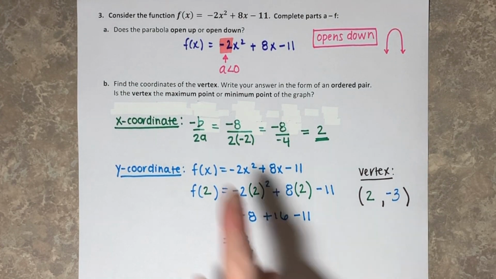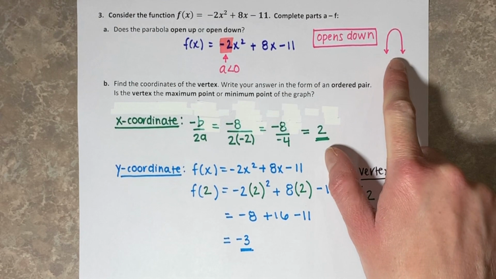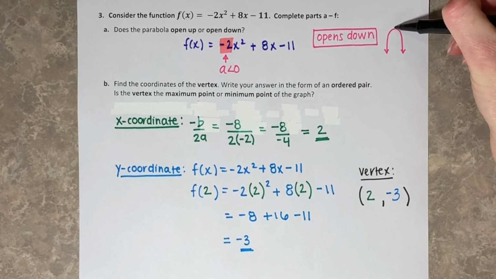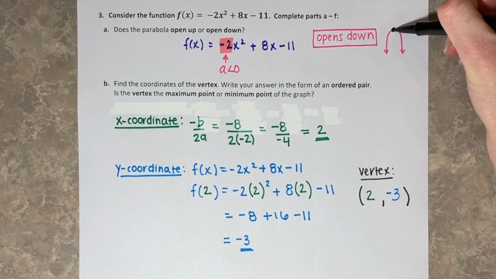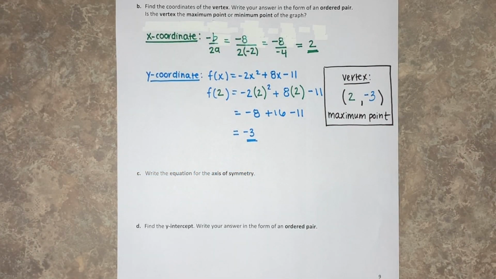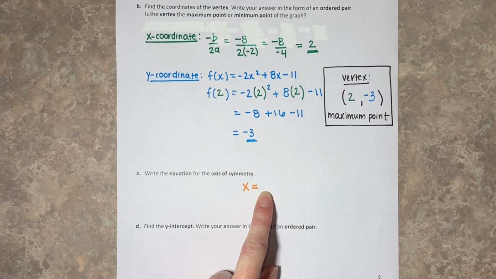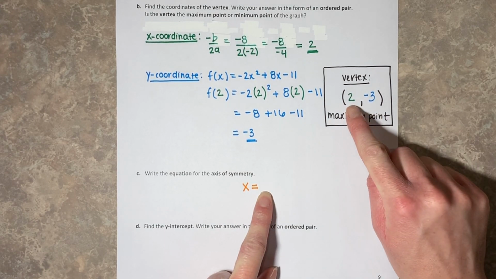And let's also check to see if our vertex is a maximum or a minimum point. Since we said our parabola opens down, that means the vertex is at the very top, or in other words, the maximum point. Next, let's find the equation for the axis of symmetry. The axis of symmetry is a vertical line, and any vertical line always has the equation x equals. And for the axis of symmetry, we always set x equal to the x coordinate of the vertex, 2 in this case.